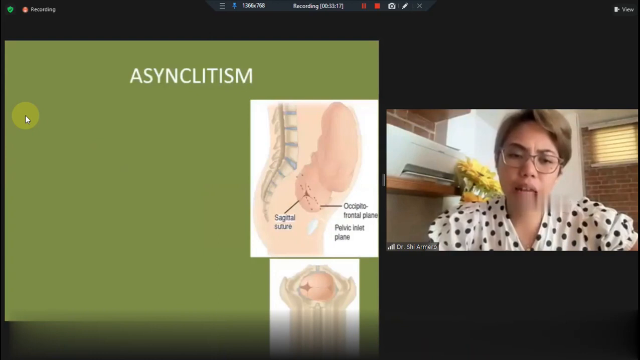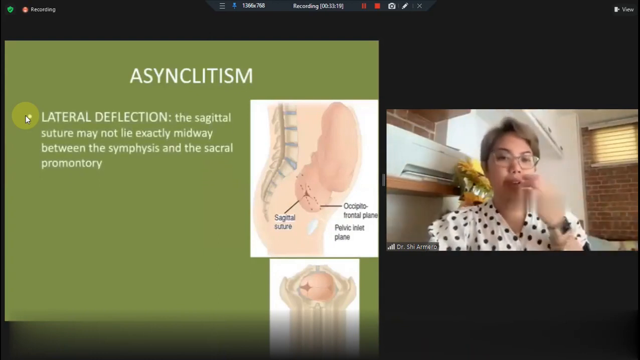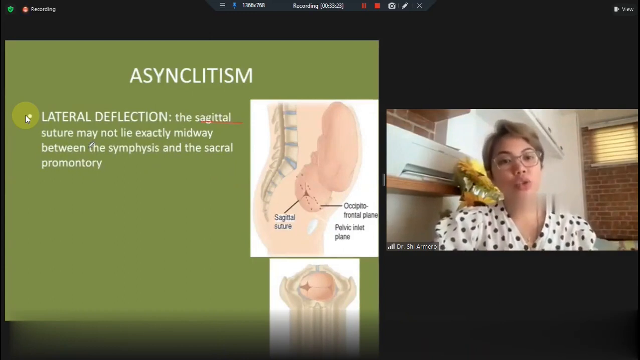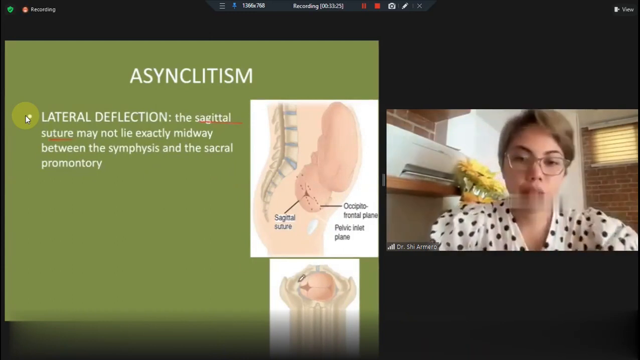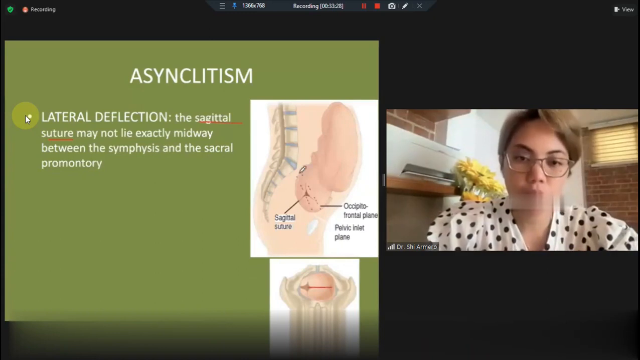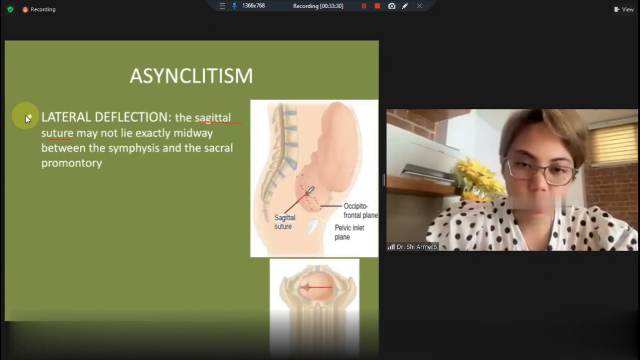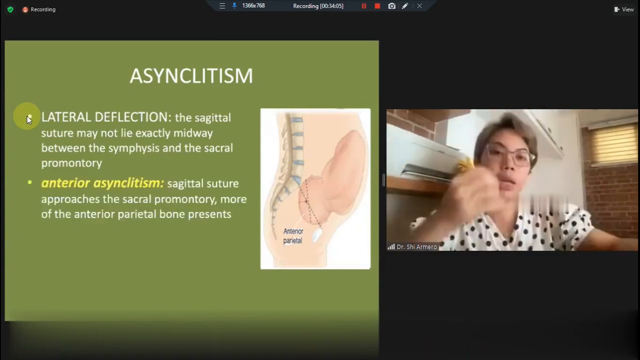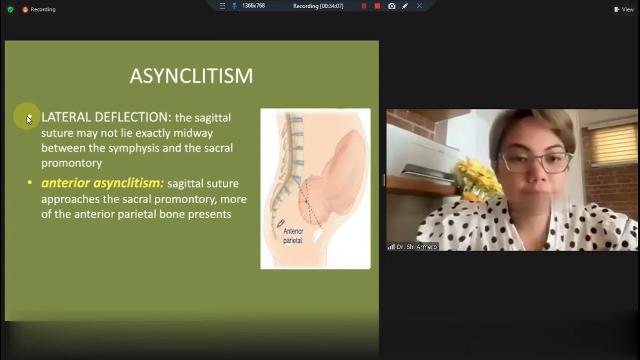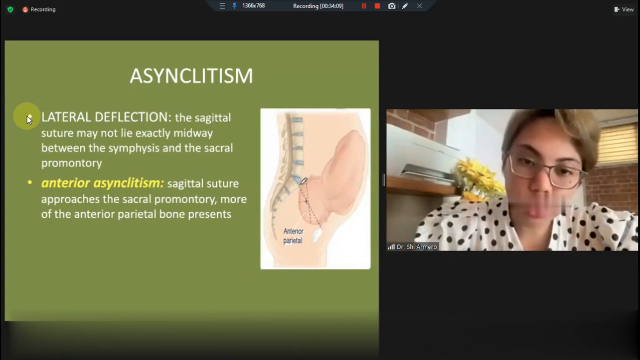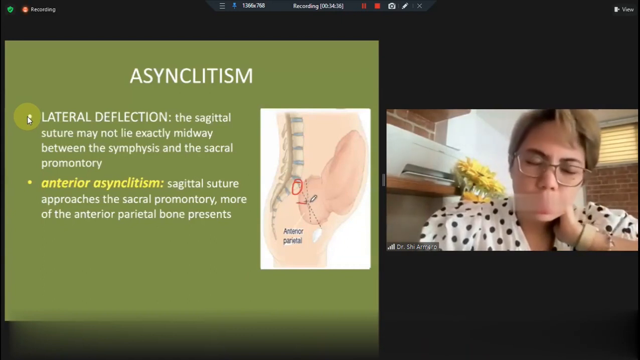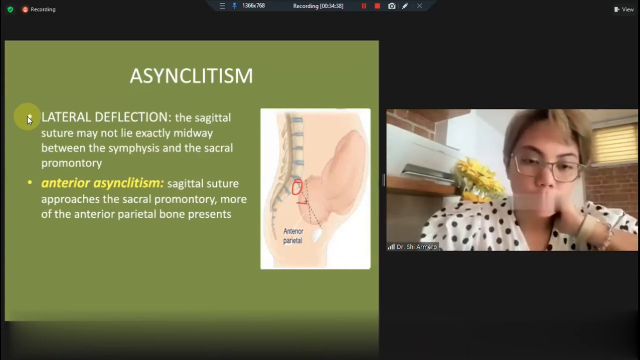So, what is asynclitism? It's the lateral deflection of the sagittal suture. Again, sagittal suture ang titingnan, yung line. Okay, this is the sagittal suture here. It's the line. Now, anterior asynclitism is when the sagittal suture is close to the sacral promontory.